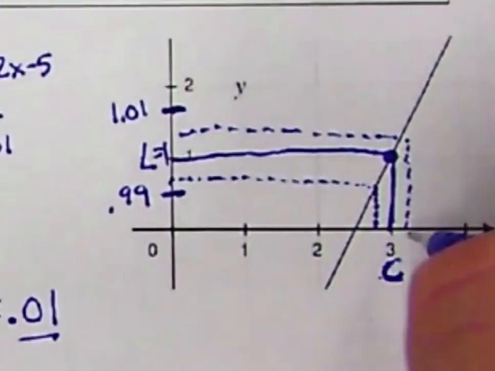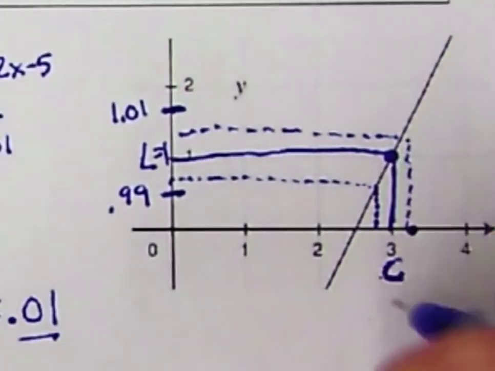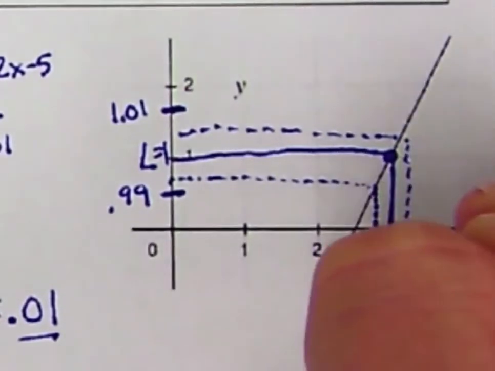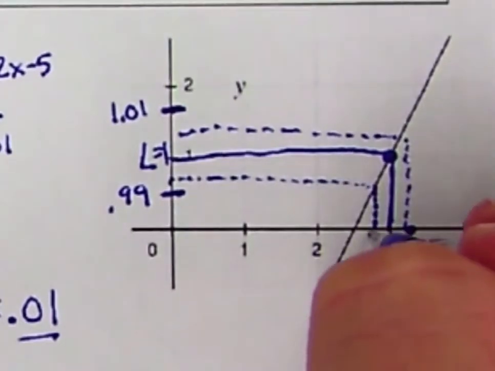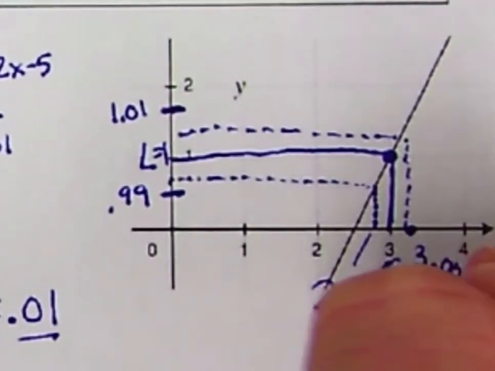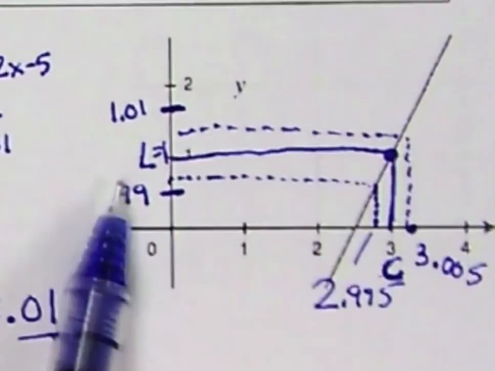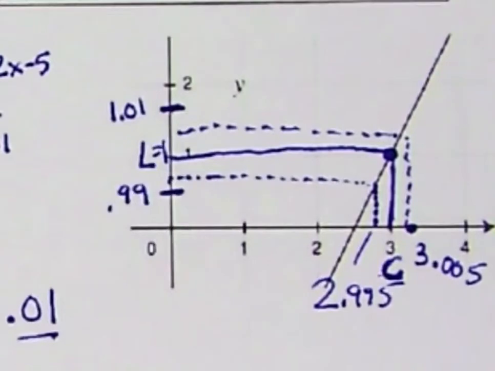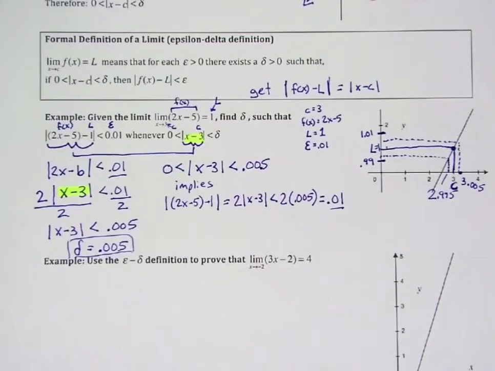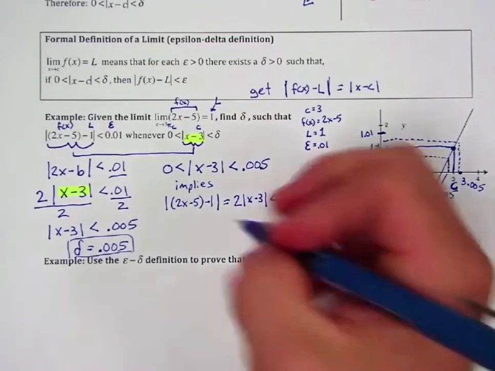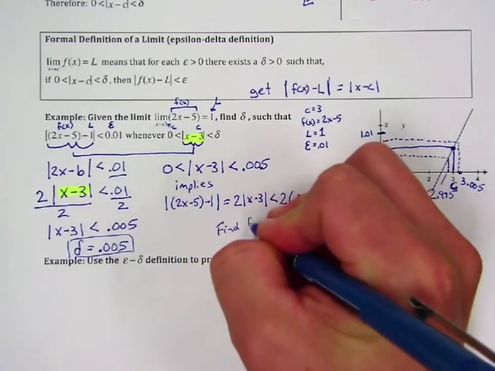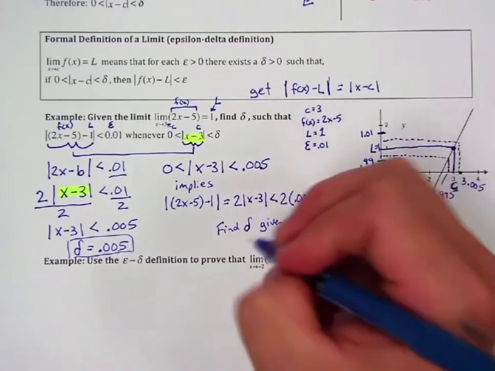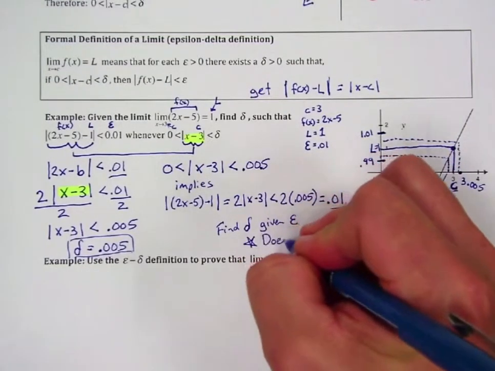And so what that tells me here is if I pick a C value of 3.005, or if we go 0.005 below, which would be 2.995, it's going to yield my L value, or f of x value, that's between 0.99 and 1.01. Okay, so in doing this, we were asked to find the delta given a specific epsilon. Very important that this doesn't prove a limit exists.